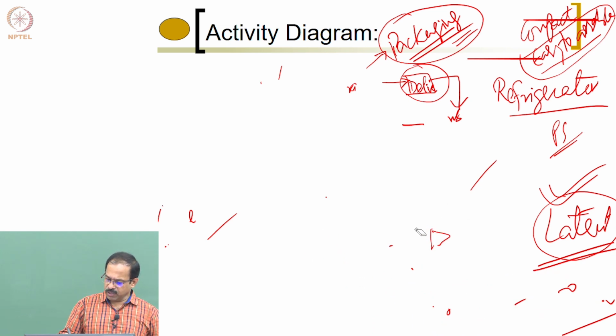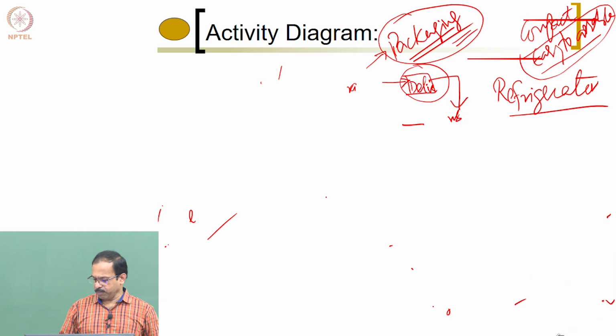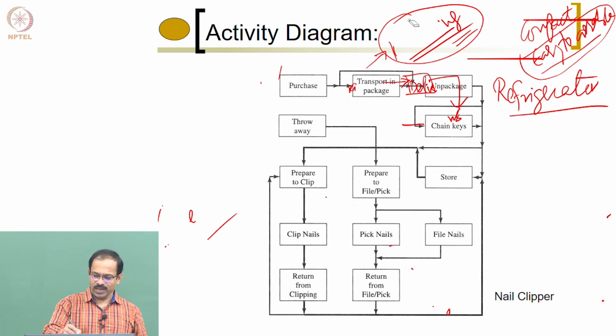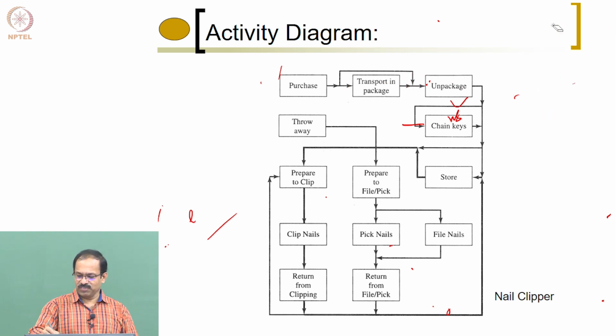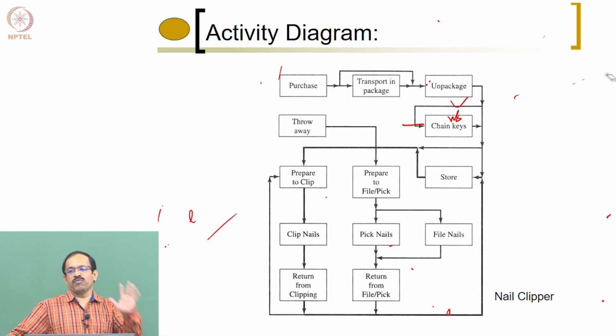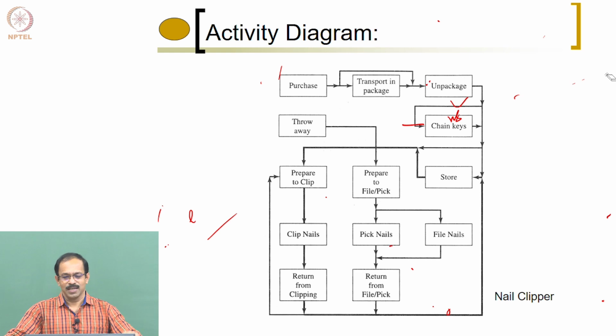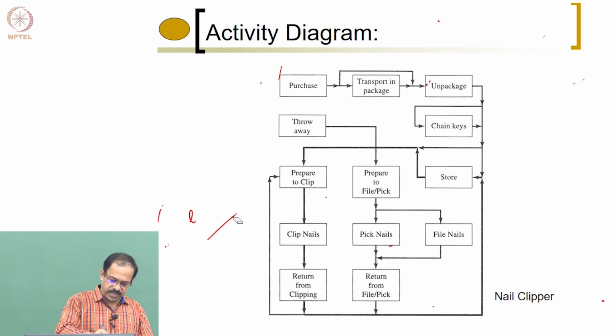So if you have to do the activity diagram for a product, okay, it has already come here. This activity diagram shows the activities involved in identifying latent needs of a nail clipper. Very simple product, but you can see still there are a lot of stages involved which you need to look at and then identify what are the latent needs involved.